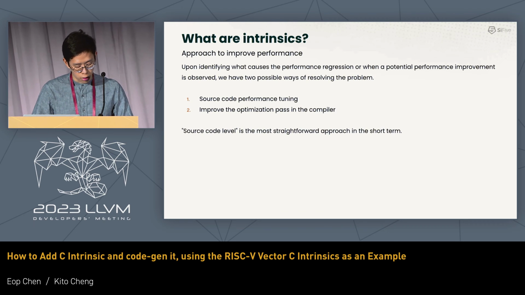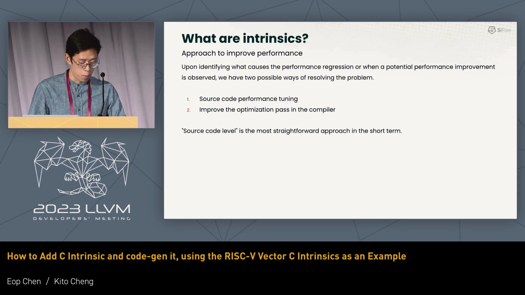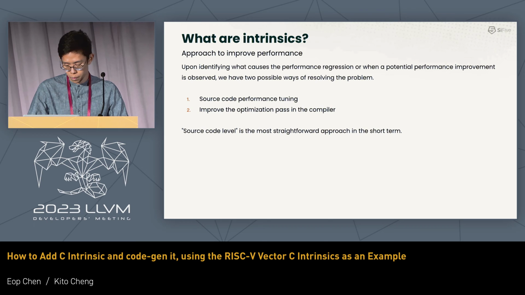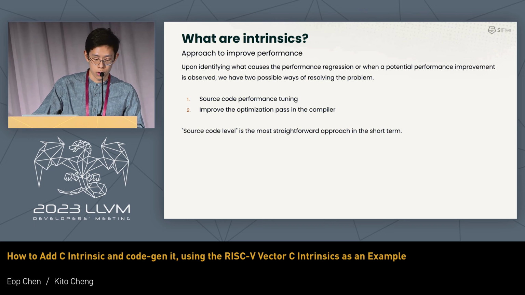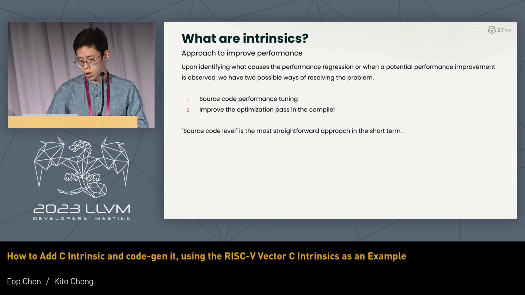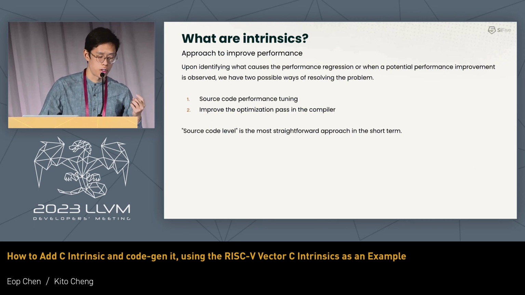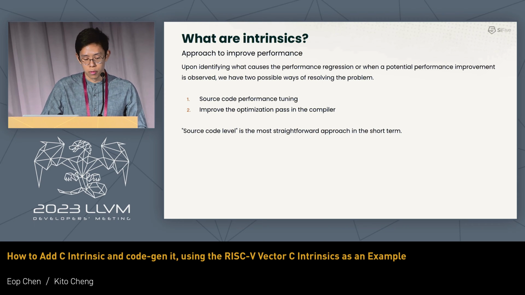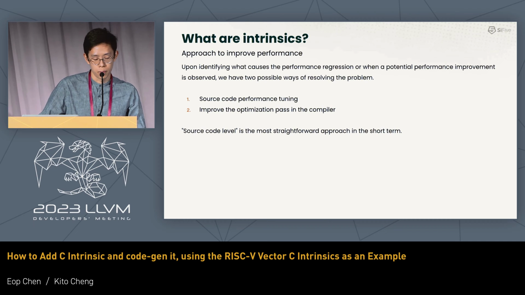Upon identifying those regressions or potential improvements, we have two possible ways to resolve the problem. The first one is source code tuning, which requires us to directly change the written source code so the compiler will perform differently. The other one is to improve the compiler itself and let it generate better code without modifying anything in the source. Of course, the first approach is the more straightforward one and should be considered more effective in the short term.